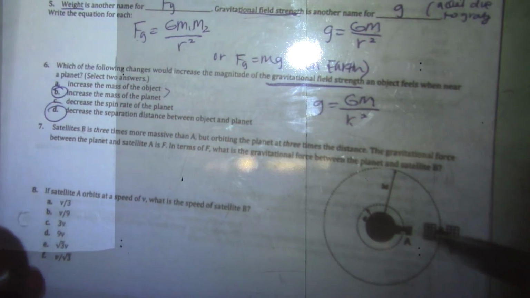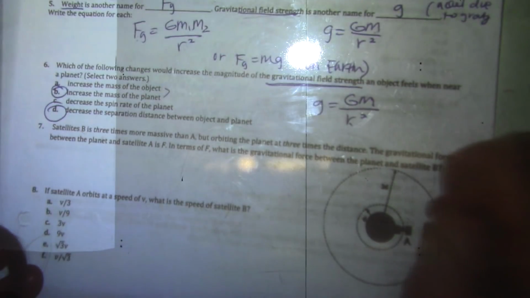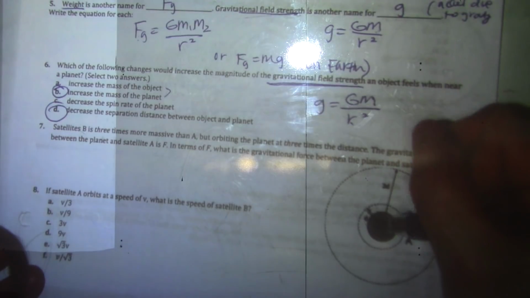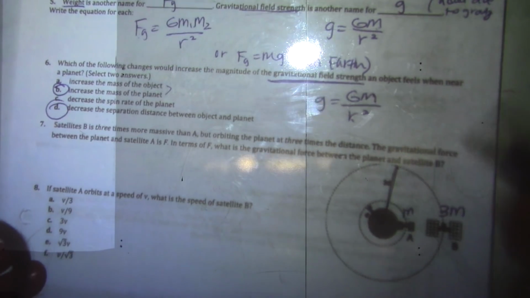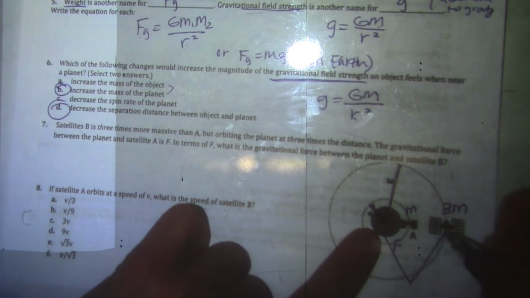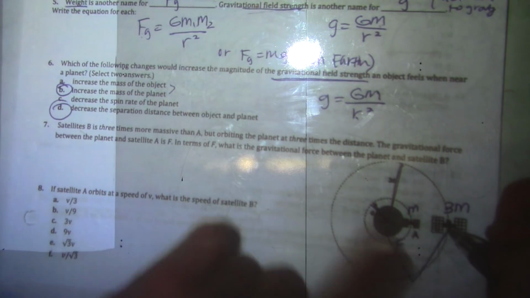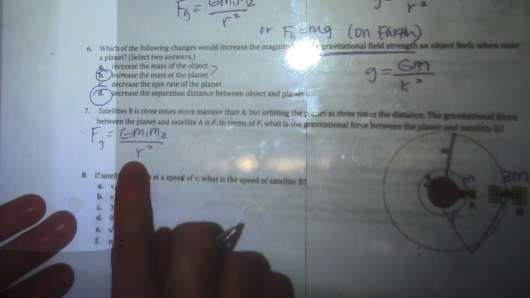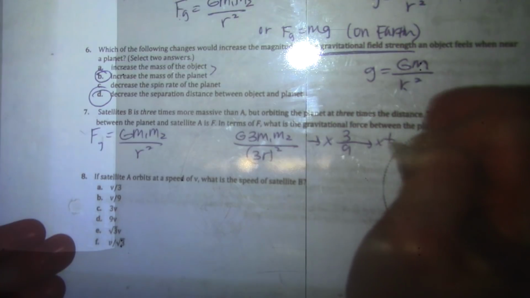Alright, I've got satellite A and B. It says that B is 3 times more massive than A. So I'm going to call that one M and this one 3M. And it's orbiting at 3 times the distance. So that's already on here, d versus 3d. The gravitational force between A and the planet is F. And I want to know what's the force between the planet and B. So it has a greater mass, but it's also farther away. So I'm going to look at F equals G M1 M2 over r squared. So that's my original. Now I'm saying, okay, 3 times the mass, so this is G 3M over 3 times the radius. Careful, radius gets squared. See how that would be 3 over 9, or 1/3 times smaller force?